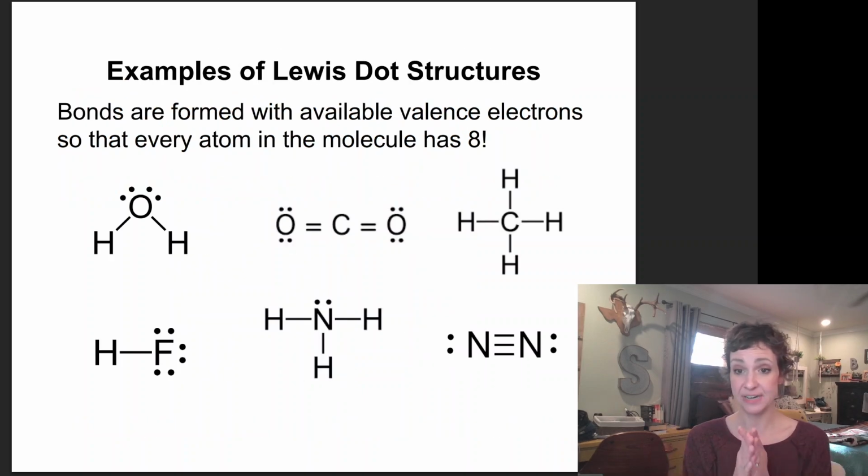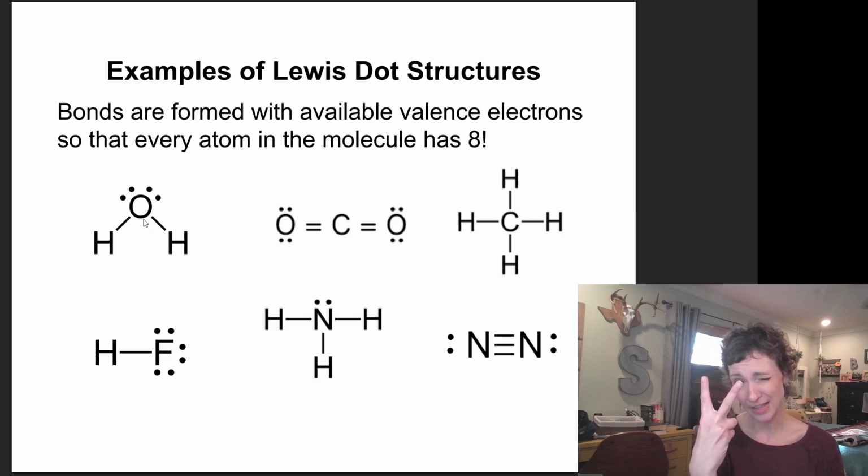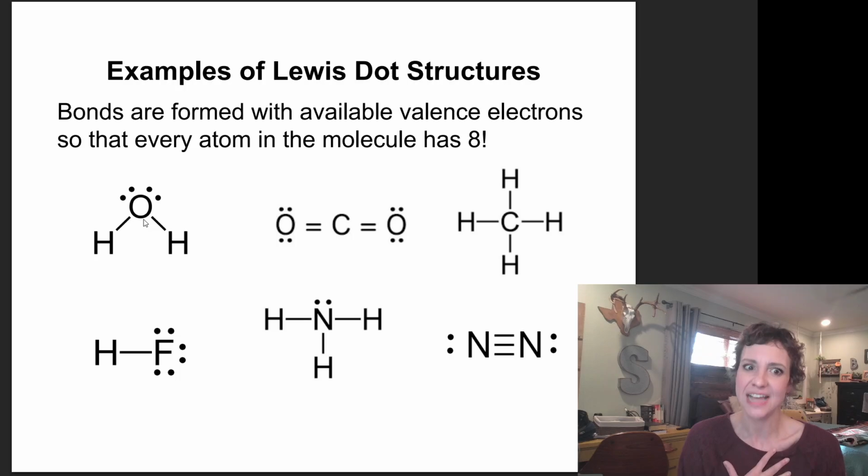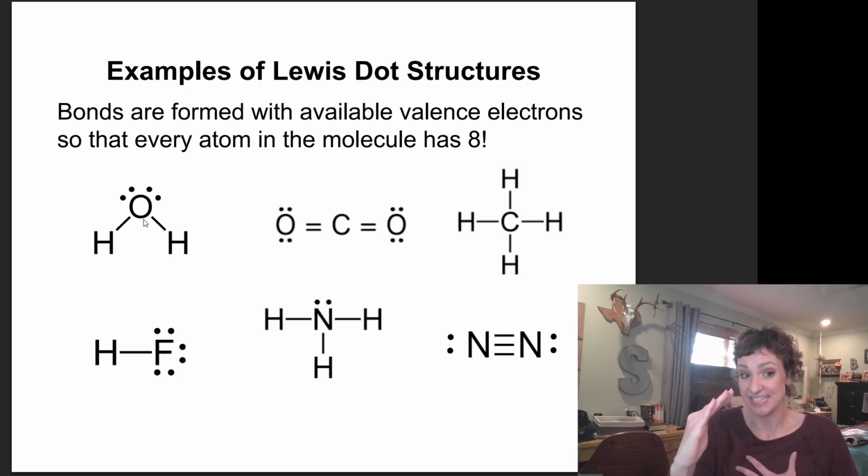So here are some examples of Lewis dot structures and how that satisfies the octet rule. Bonds are formed with available valence electrons so that every atom in the molecule has 8. Let me give a few examples of what we're going to be talking about here. So let's zip in and look at this oxygen atom in my water molecule. If we know that each one of these lines has 2 electrons, yes, they are shared between both of the atoms, but oxygen's feeling like, yeah, those 2 are kind of mine too. So he's feeling satisfied when he has a bond line connecting him. Oxygen is thinking that shared pair counts as 2 electrons for him in his valence shell.